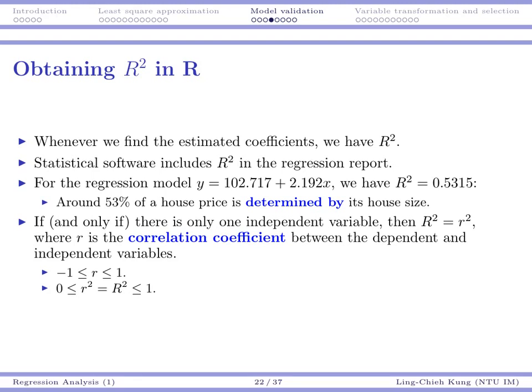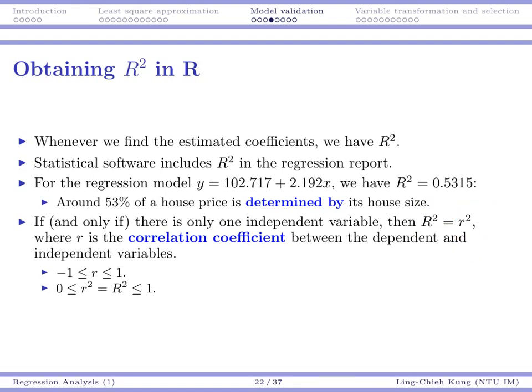Okay, one may be wondering what's the relationship between R-square and R, the correlation coefficient. Indeed, R-square is the square of the correlation coefficient if we only have one independent variable. When we have one independent variable, we can calculate the correlation coefficient between the dependent and independent variables, and we know it's some number between -1 and 1.